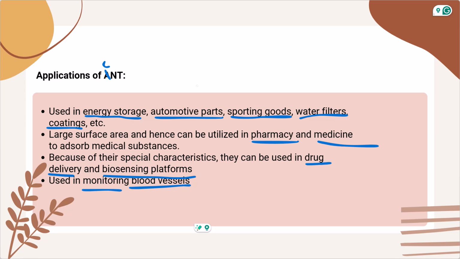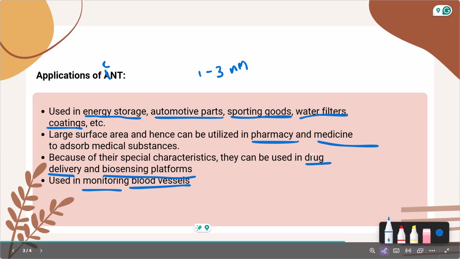The size of CNT is very very minute. That is, its diameter is around 1 to 3 nanometer. Okay, and its length is some micrometers in length. So that is one thing. They are very tiny, but they have all these properties, and hence this can be leveraged for various applications.